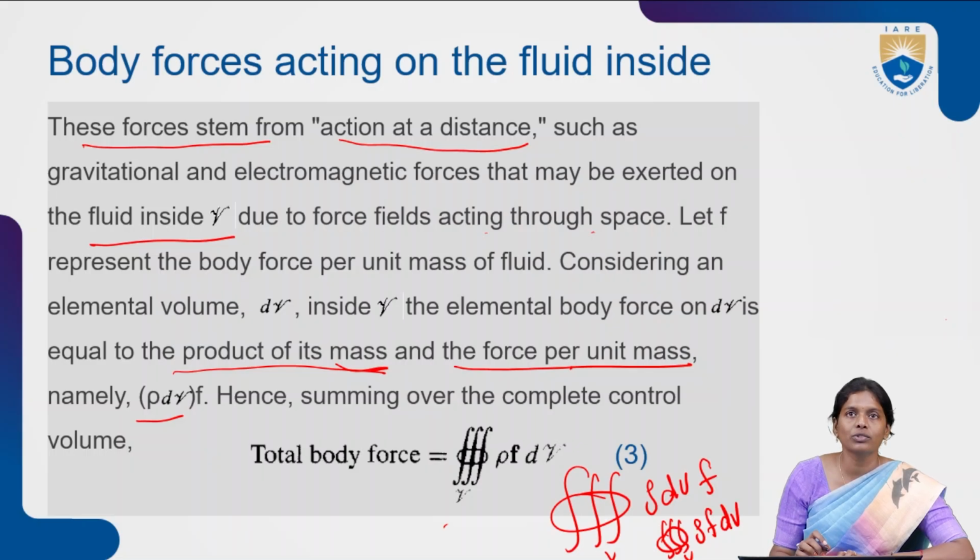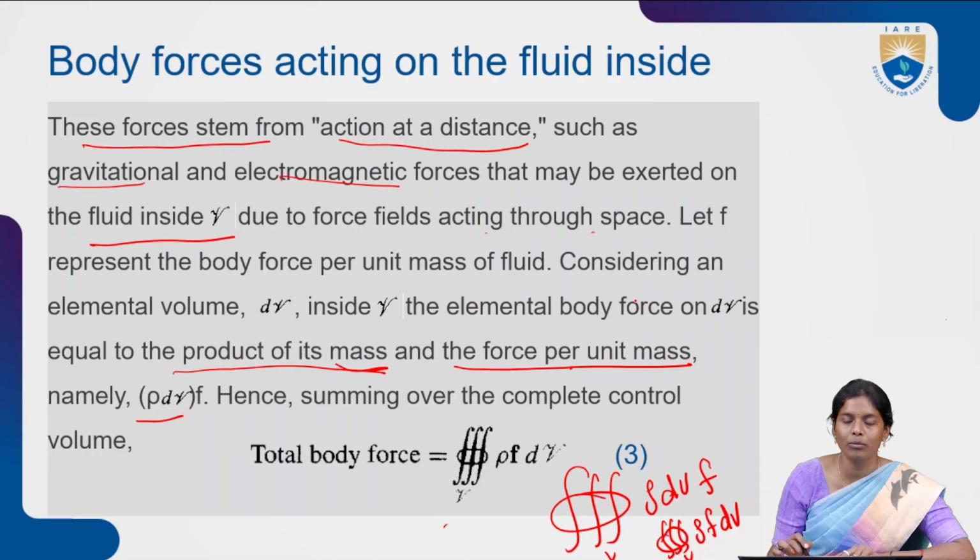The body force is an action at a certain distance, and that is what we call a body force. On the body force, the gravitational and electromagnetic forces are exerted on the fluid inside due to a force field acting through the space. So now what are we considering? We consider F to represent the body force per unit mass of the fluid. We consider an elemental volume dV inside the volume V.